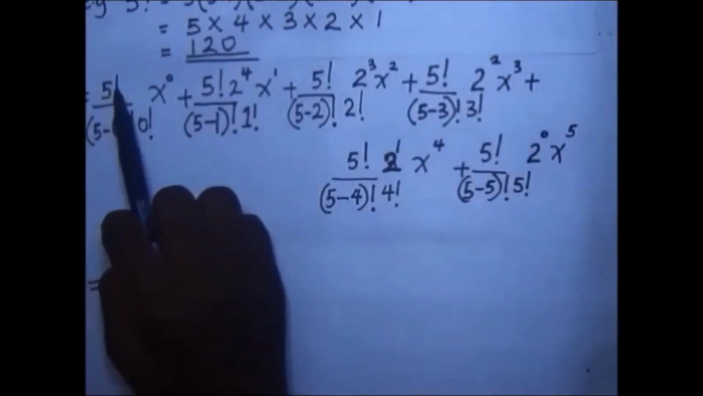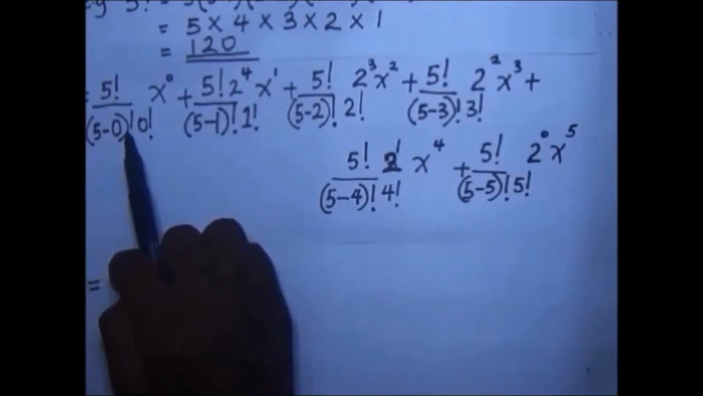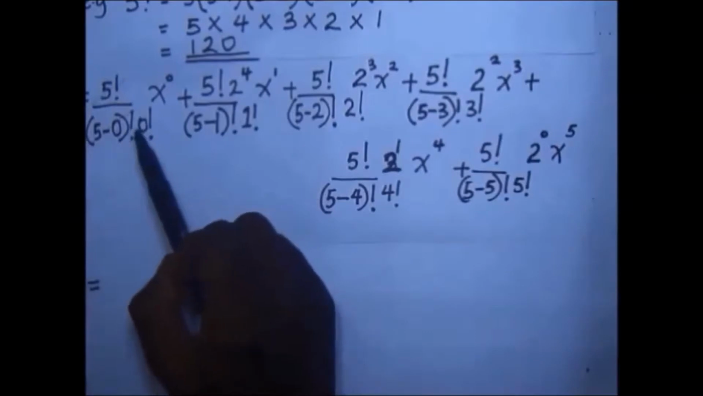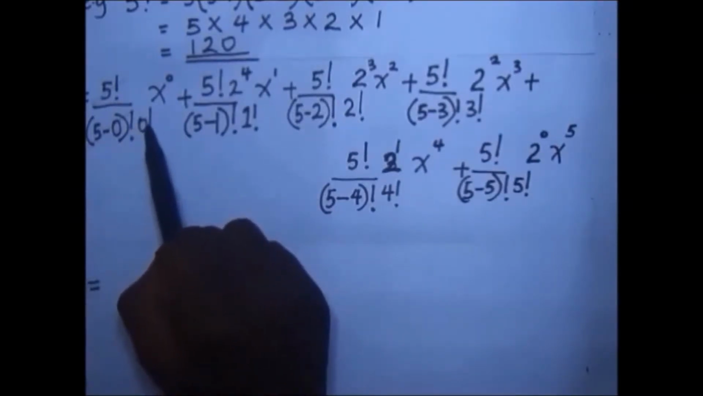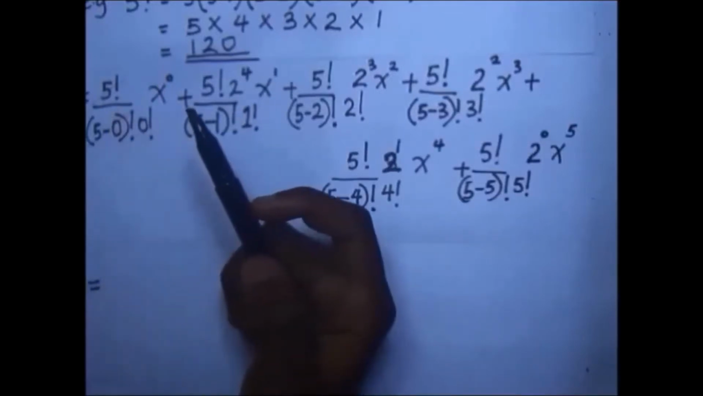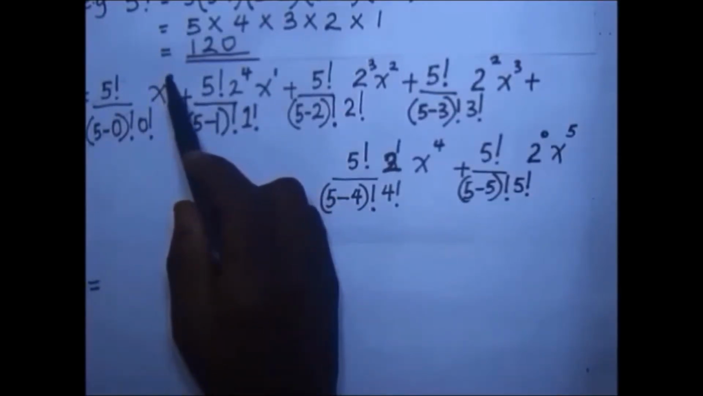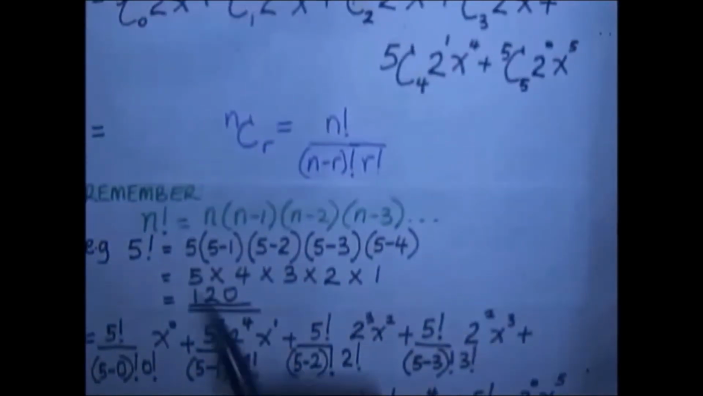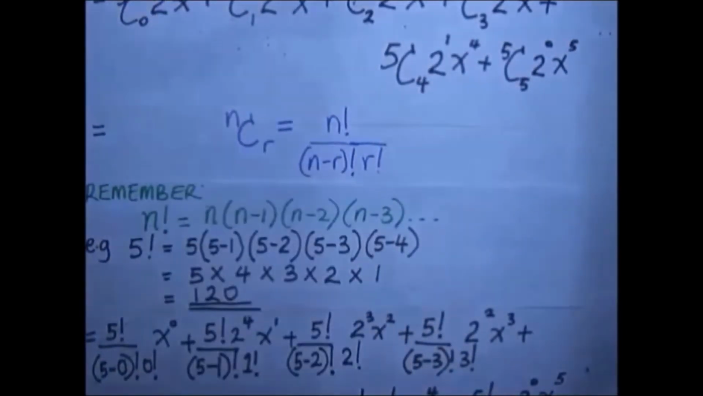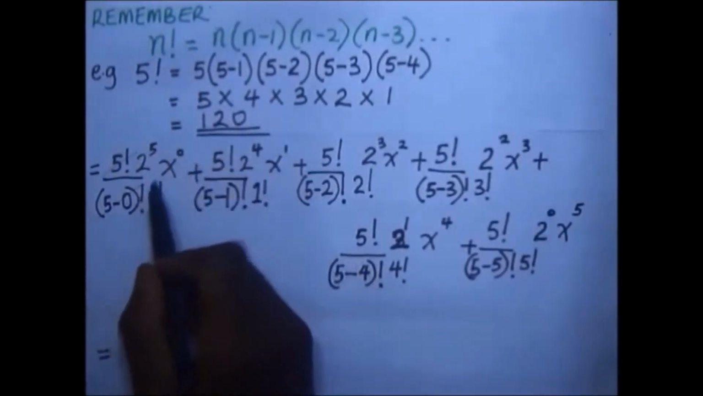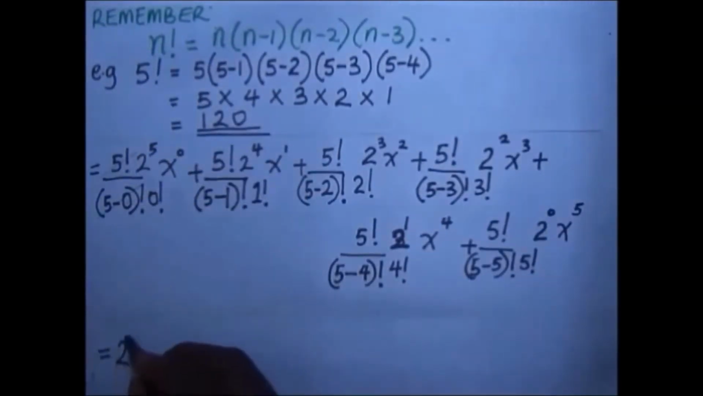This is 5 factorial, 5 minus 0 is the same as 5. 5 factorial over 5 factorial, this will cancel with that. And you end up with 0 factorial. 0 factorial is equal to 1. Any number to the power 0 is 1. So this whole expression is going to simply become x to the power 0 times 2 to the power 5. I've forgotten that 2 to the power 5. So it's 2 to the power 5 times 1, it's going to become 2 to the power 5.